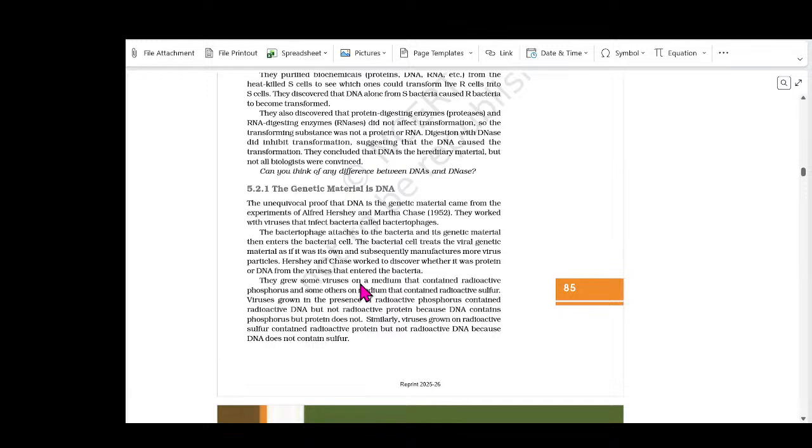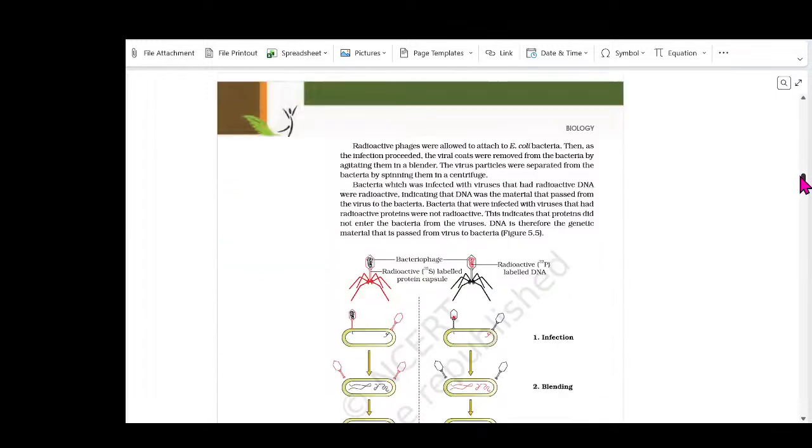They grew some viruses on a medium that contained radioactive phosphorus and some others on medium that contained radioactive sulfur. Viruses grown in the presence of radioactive phosphorus contain radioactive DNA but not radioactive protein because DNA contains phosphorus but protein does not. Similarly, viruses grown on radioactive sulfur contain radioactive protein but not radioactive DNA because DNA does not contain sulfur.